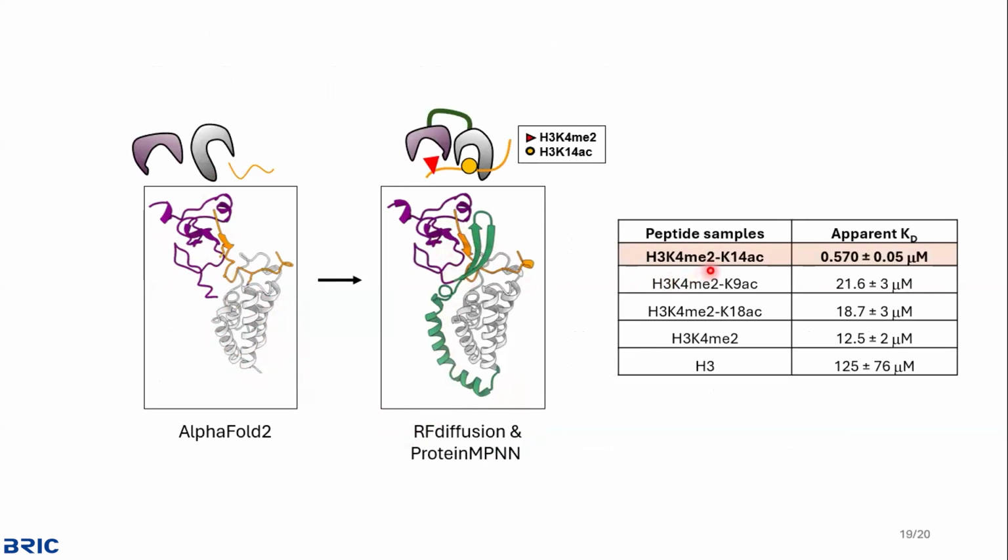When we did a binding affinity assay toward the peptide target that has methylation of lysine 4 and acetylation of lysine 14, it has about 0.6 micromolar binding affinity, whereas the control peptides have more than a 20-fold reduction in affinity. So we think there is some avidity. We can control the avidity and selectivity through this protein design mechanism.